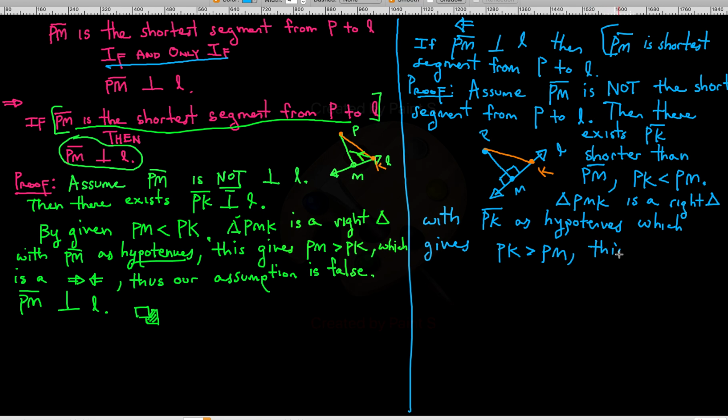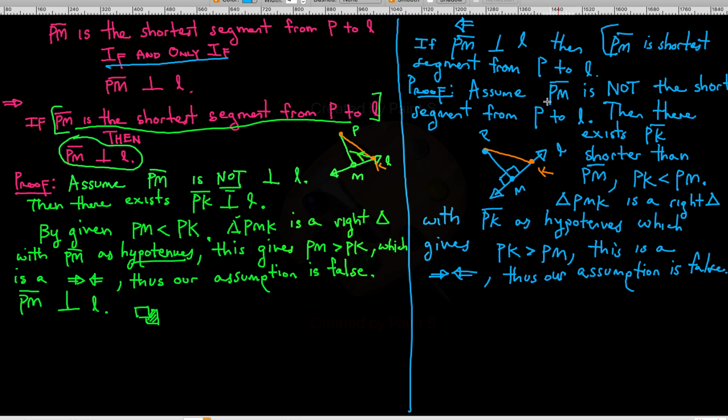This is in contradiction with this one. PK is less than PM and PK is greater than PM. That's not possible. This is a contradiction. Thus, our assumption is false. And again, just write what the opposite of your assumption is.